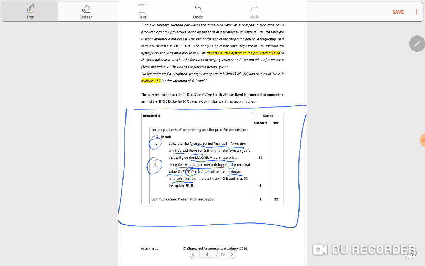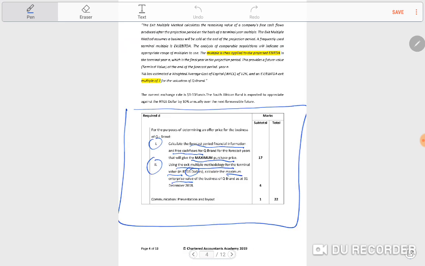So the first thing you need to know is there are 2 requirements in this question. Number 1, we just have to do the forecast financial information and free cash flows, and then we end there. And then on number 2, that's when we are going to do our valuations. Most students will get confused here and just do the free cash flow method and the valuation all in part 1. But when the examiner gets to part 2, there will be nothing to mark. So make sure you split your requirements, part 1 and part 2.